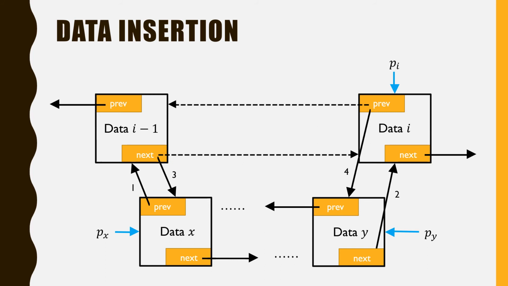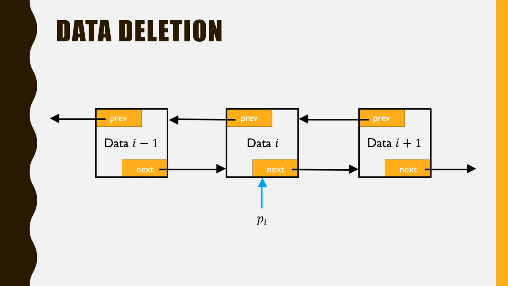In step 1, we make the prev link of data element x point to data i-1. In step 2, we make the next link of data element y point to data i. In step 3, we make the next link of data element i-1 point to data x. And in step 4, we make the prev link of data element i point to data y.